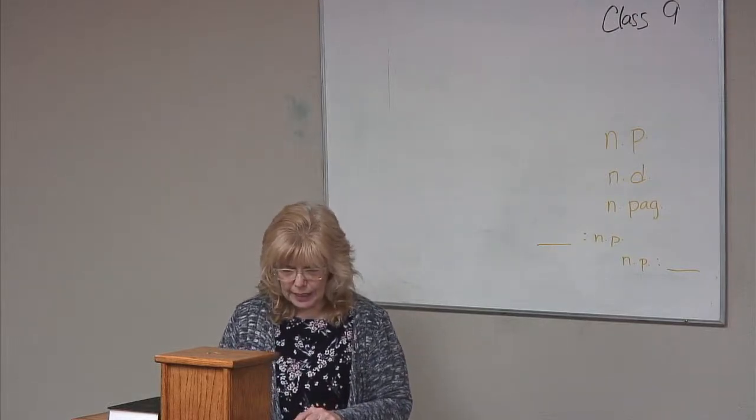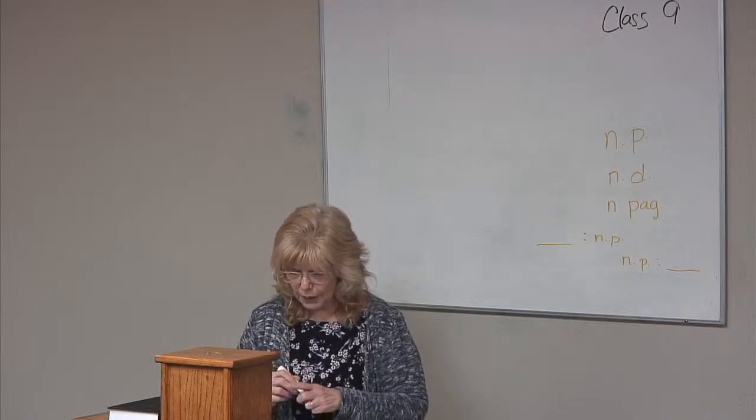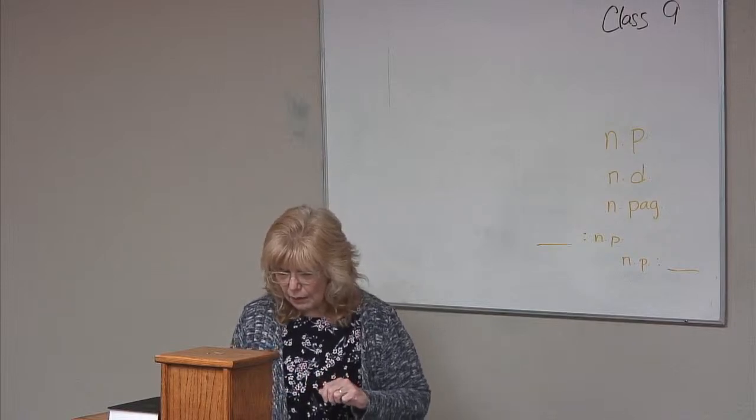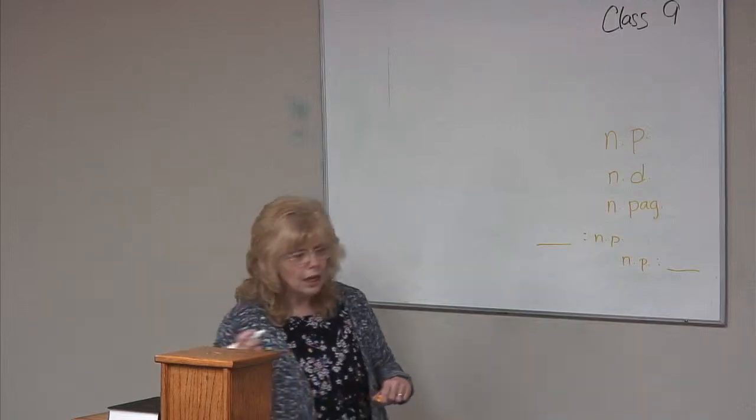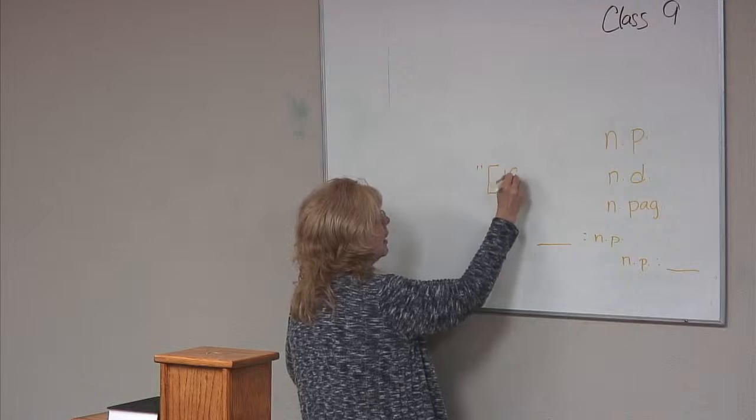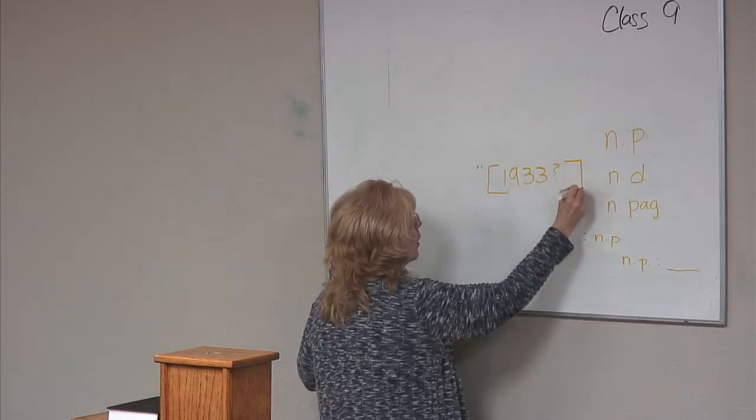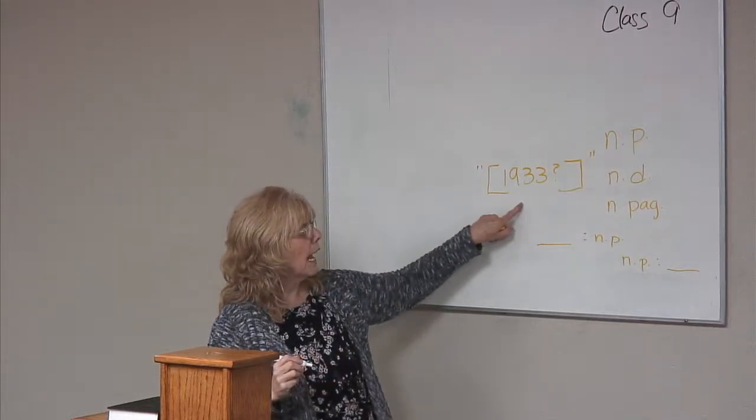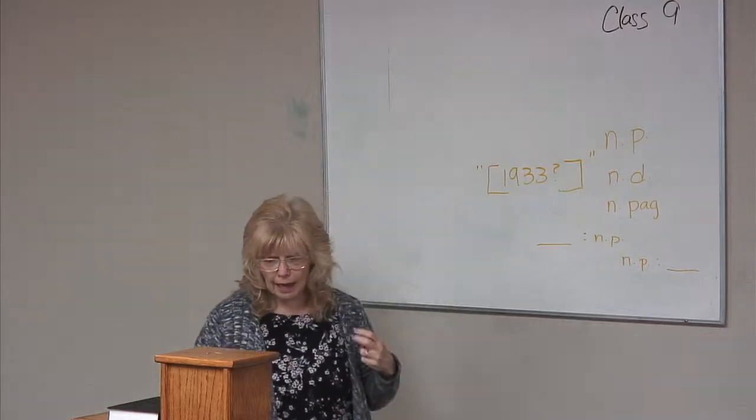And then, as I said, N.pag. is used to explain the absence of page references in the citation. If you don't have the exact date of publication, you can do it like this with brackets, say 1933 with a question mark because you're not sure. So you don't know exactly the year, so you can put it in like that.